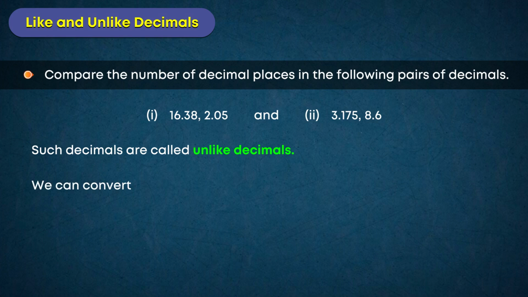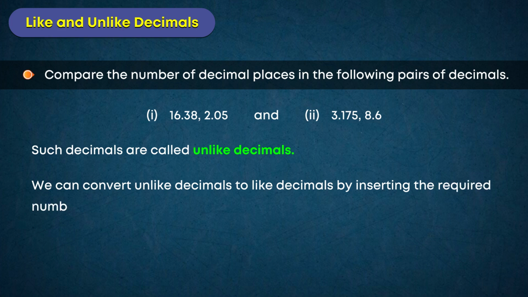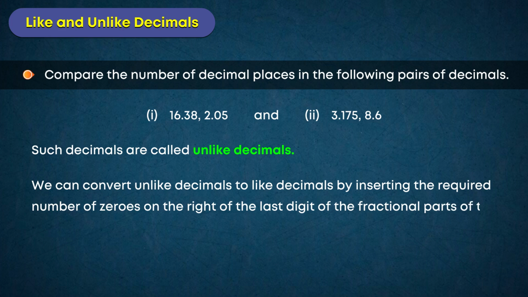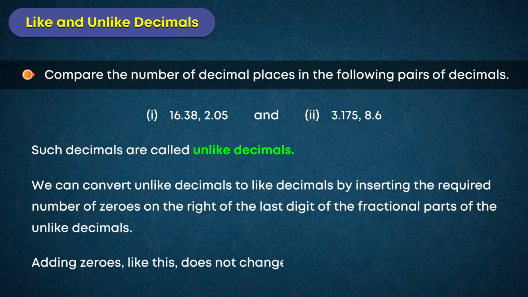We can convert unlike decimals to like decimals by inserting the required number of zeros on the right of the last digit of the fractional parts of the unlike decimals. Adding zeros, like this, does not change the value of the decimal.